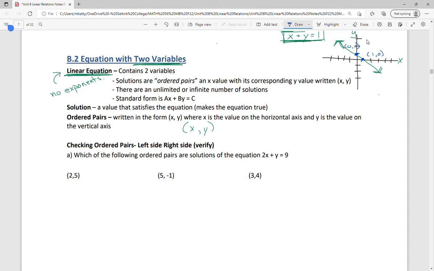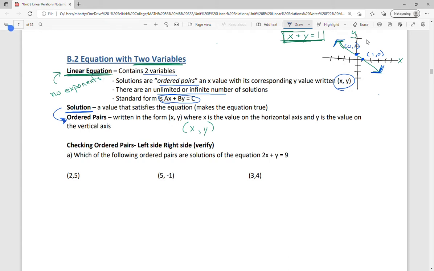So linear equations mean no exponents and two variables. The solutions to these two variable linear equations are ordered pairs. There's always an x and a y in our ordered pair, always written in that order. There's an unlimited, or infinite, number of solutions because these lines go on forever. It's not to say that every ordered pair is a solution, but you could come up with an infinite number of ordered pairs that would make this equation happy. So here's an example, a standard form of a linear equation. The solution to a linear equation makes it true, and an ordered pair is a solution.